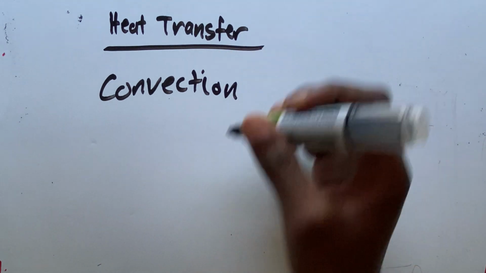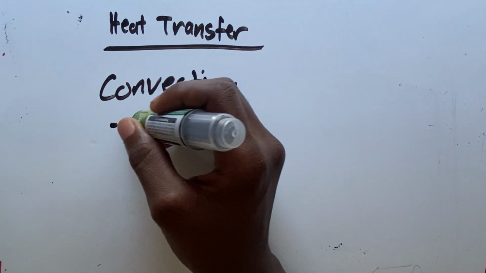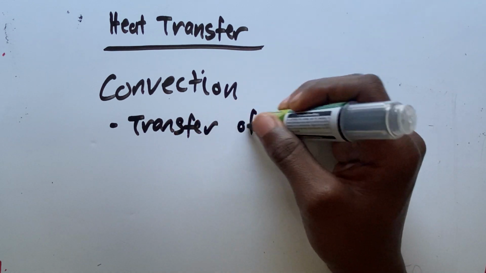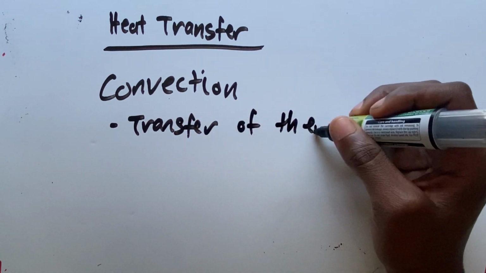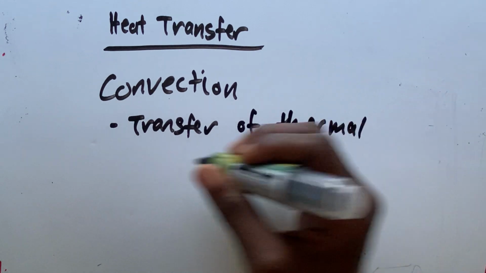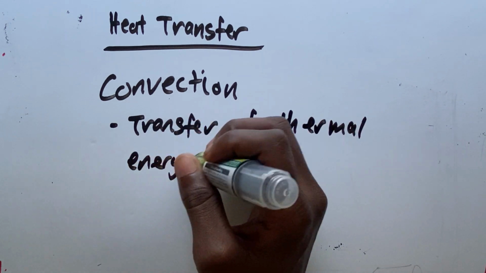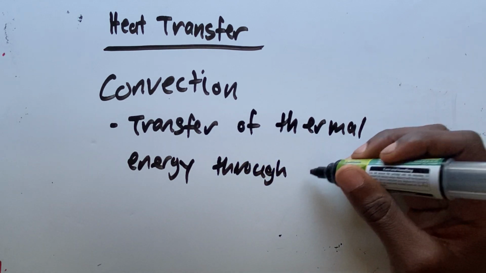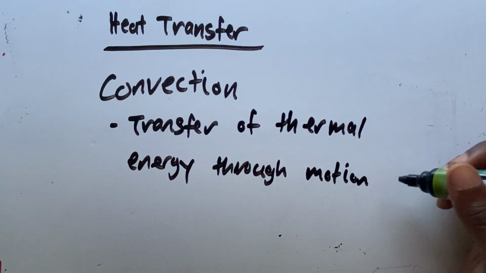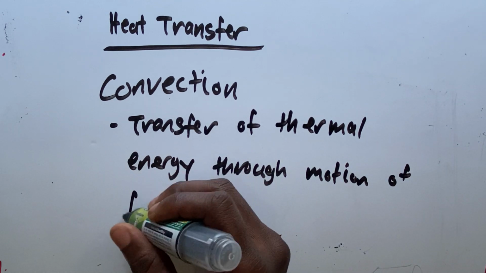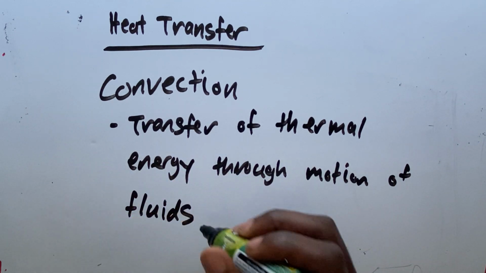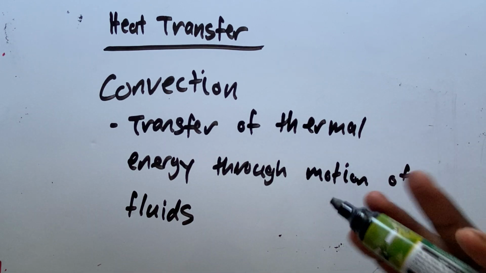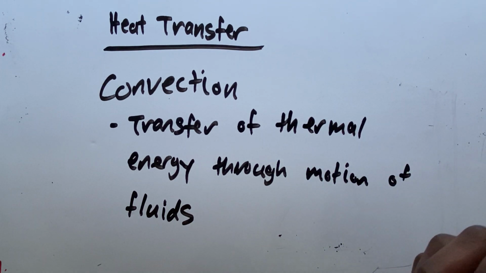So heat transfer through convection, and this is basically the transfer of thermal energy through motion of fluids. So when I say motion of fluids, you can just think of air, because air is considered to be kind of like a fluid.